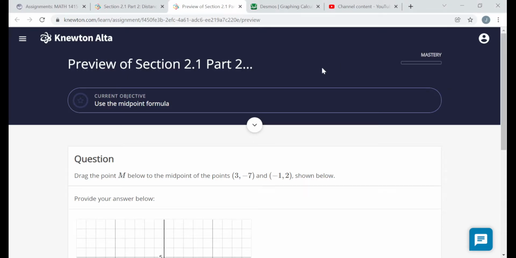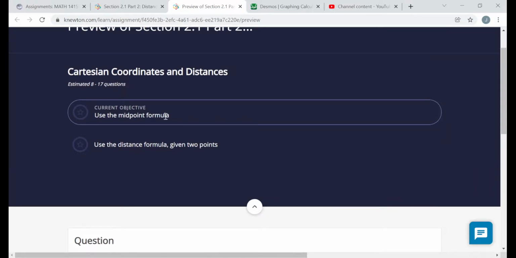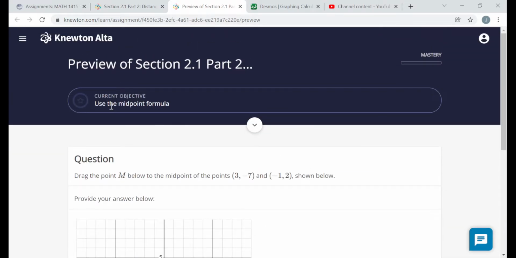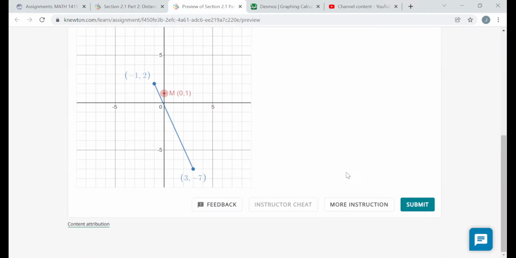Alright, so here's the assignment page. You won't see the word preview, you'll just see the title. You got your mastery bar telling you how far along you've gotten. You can view all the objectives for this section, this assignment, it looks like there are just 2 of them. And under the current objective, right, there's a question related to that particular objective. And at the bottom of each question, you should see a few buttons.